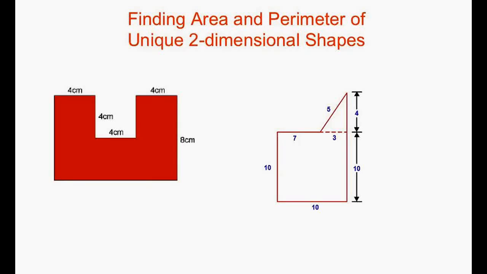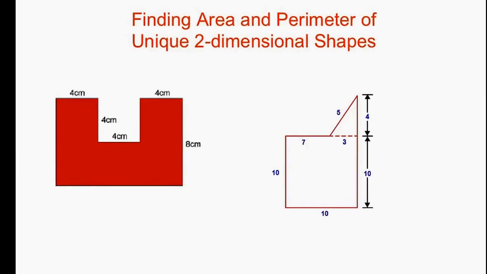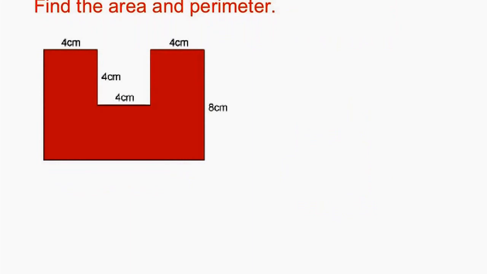Hey guys, Mr. McGann. Today we're going to look at finding area and perimeter of unique two-dimensional shapes. So we're going to be looking at shapes that are a little different than just squares and rectangles and parallelograms and trapezoids and triangles. We're going to look at shapes that are maybe combinations of those things. All right, so let's start out with this shape.